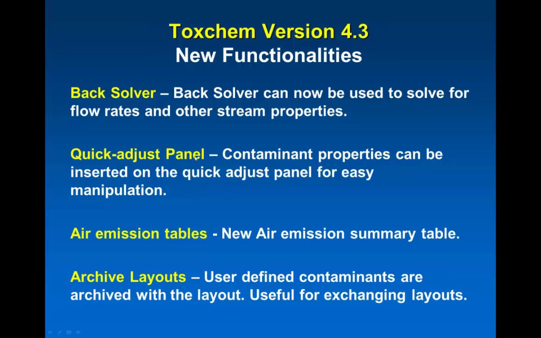Also, in the quick adjust panel, now we allow you to put the contaminant properties on the quick adjust so that you can modify the properties quickly and see the effect of those changes on the air emissions. Also, we have added a new air emission table which quickly provides you the summary of all the emissions across the plant in a format which normally you would use to report your emissions. Another functionality is the archive layouts, which allows you to exchange your layouts along with the user-defined contaminants with your colleagues, and you don't have to worry about exchanging the database files.